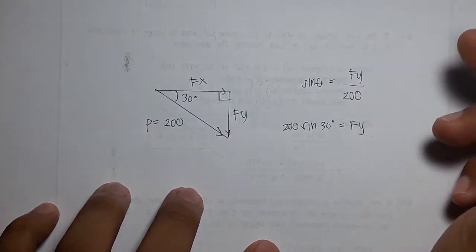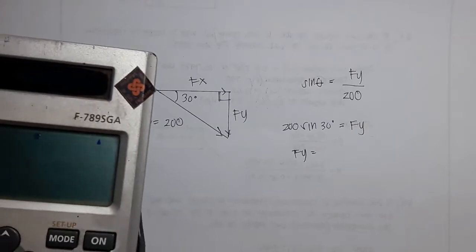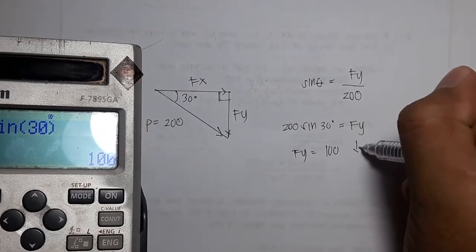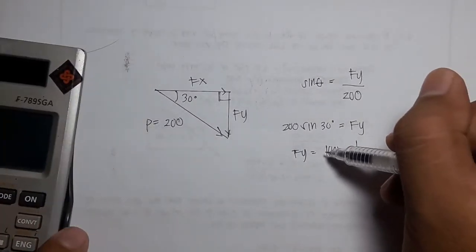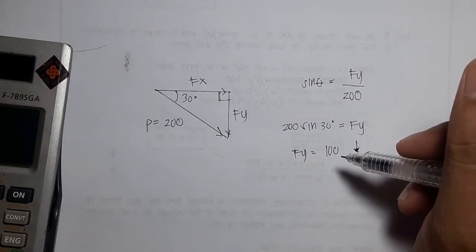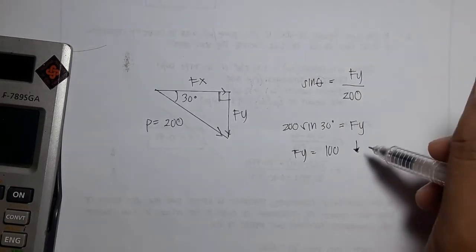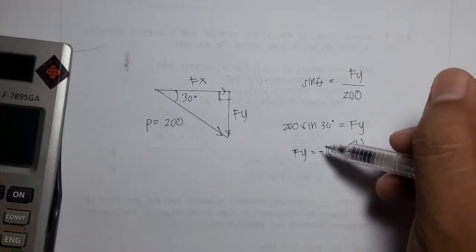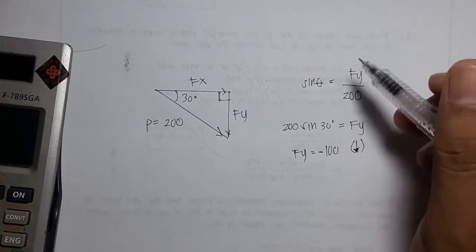So Fy is just equal to 200 sine 30. We have 100 going down, or you can put a negative sign in this answer. The negative and positive sign just represents the direction of the force. So you can do either. Put negative here, so it shows that this component Fy is going downward.